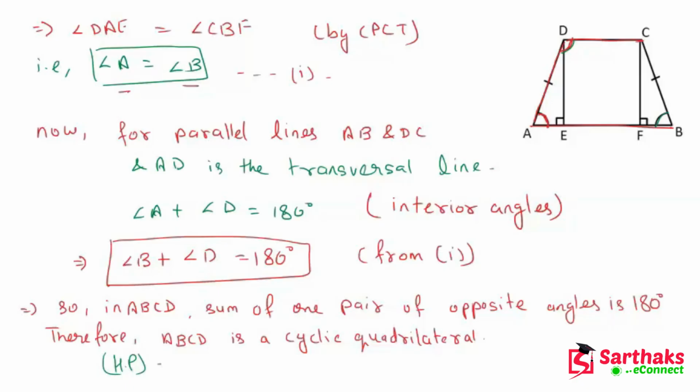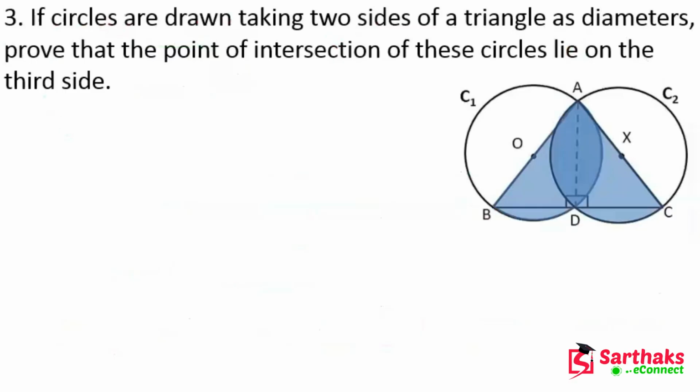Now let's move on. The next question is: if circles are drawn taking two sides of a triangle as diameter. Let's suppose we have a triangle ABC, and with the help of two sides, AB and AC, we are drawing two circles, circle C1 and circle C2, where AB is the diameter of circle C1 and AC is the diameter of circle C2.